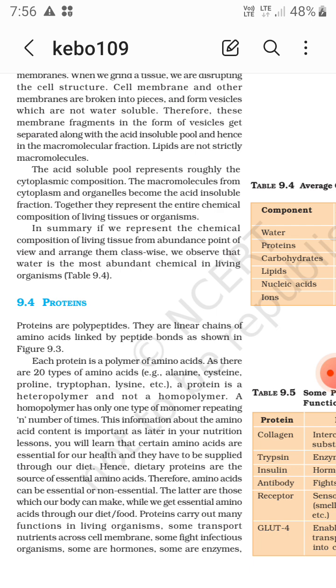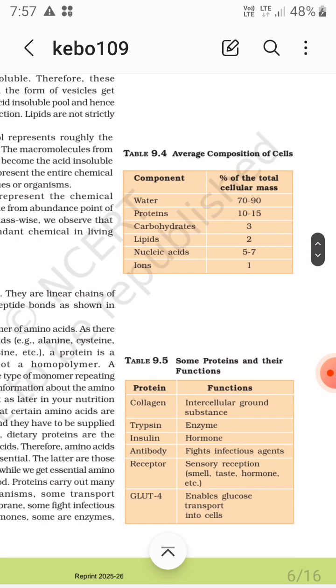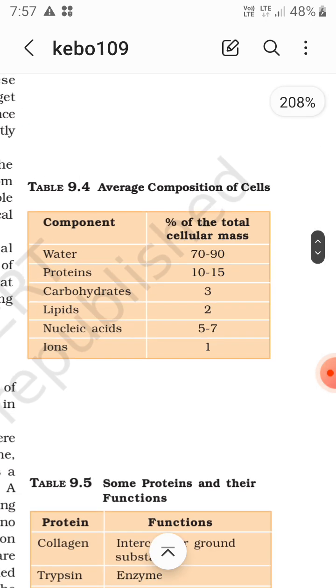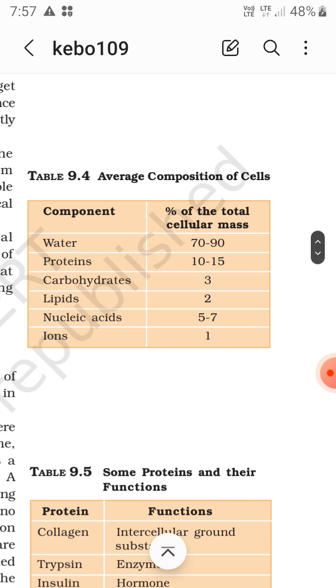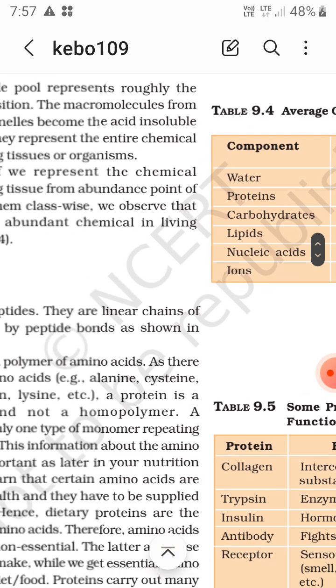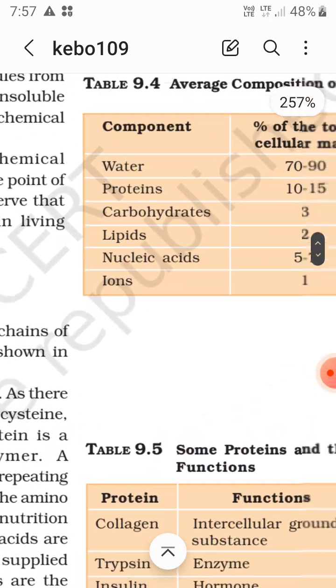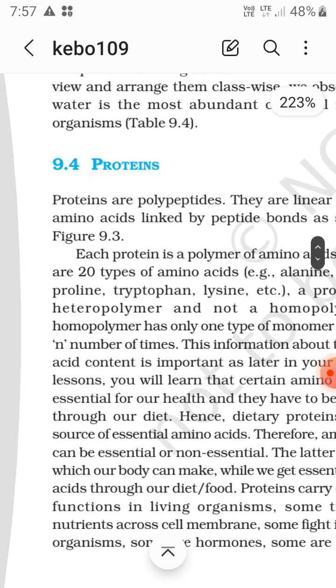We observe that water is the most abundant chemical in living organisms. Now this is the table: average composition of cells. These are the components, that is percentage of the total cellular mass. So water 70 to 90%, proteins 10 to 50%, carbohydrates 3%, lipids 2%, nucleic acids 5 to 7%, and ions 1%. So these are the chemical composition found in living organisms, right?